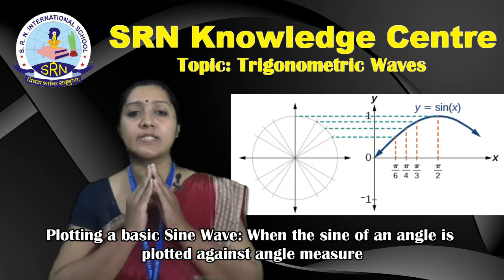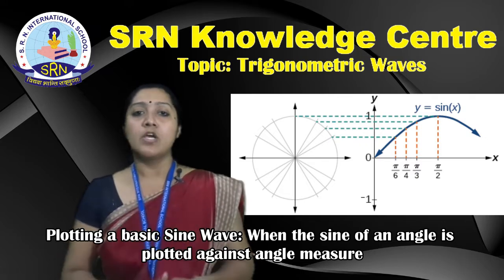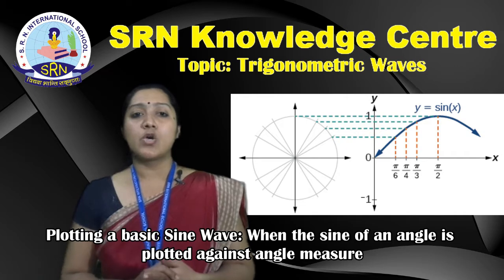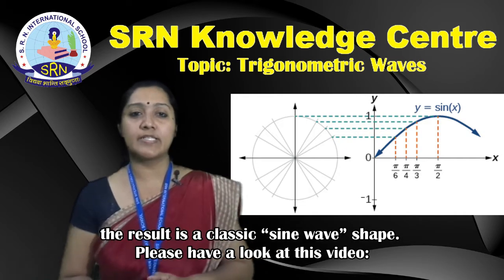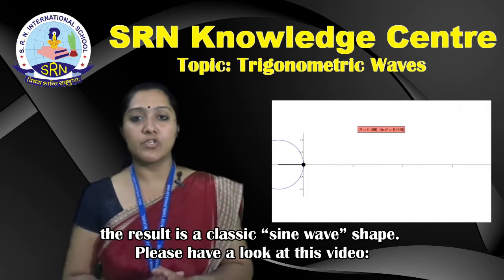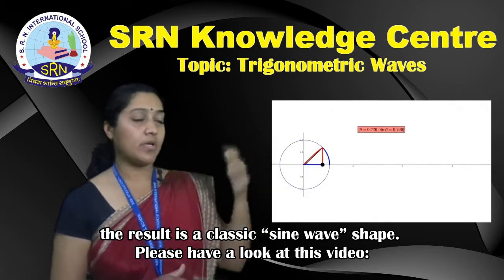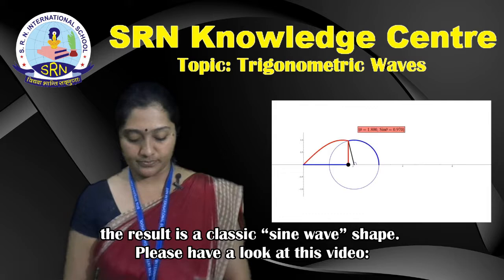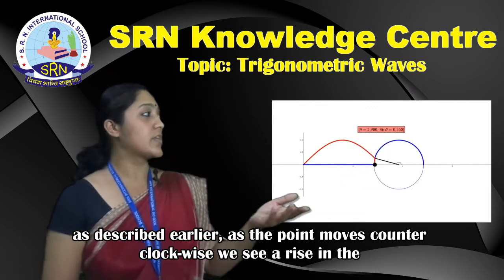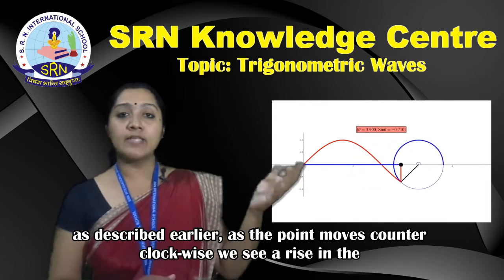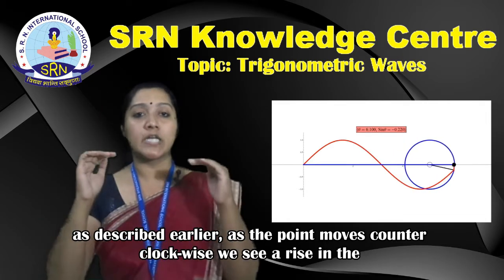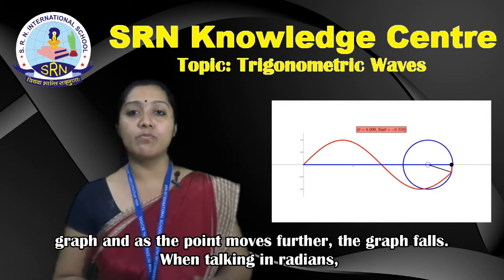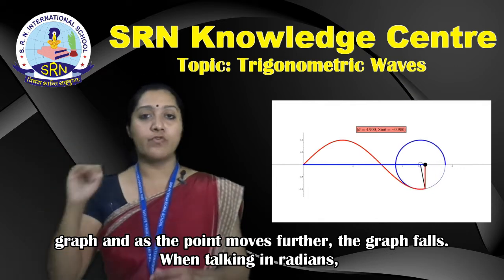Plotting a basic sine wave. When the sine of an angle is plotted against angle measure, the result is a classic sine wave shape. Please have a look at this video. As described earlier, as the point moves counterclockwise, we see a rise in the graph. As the point moves further, the graph falls.